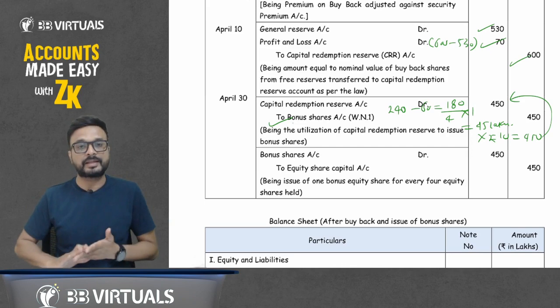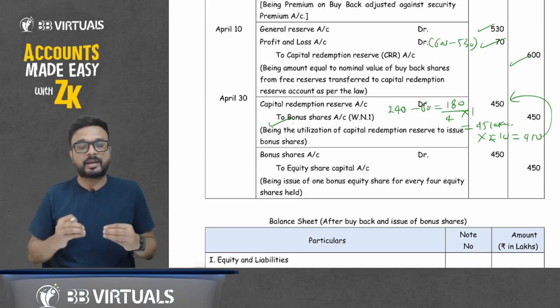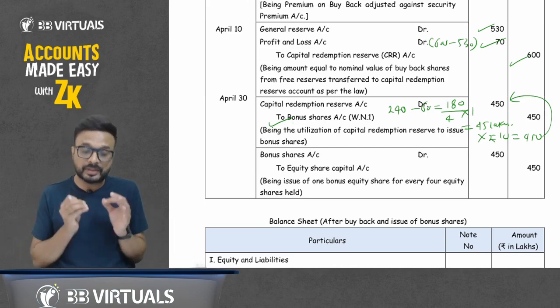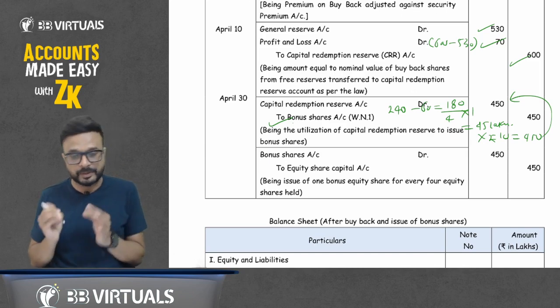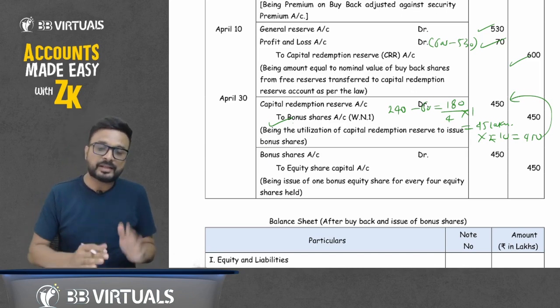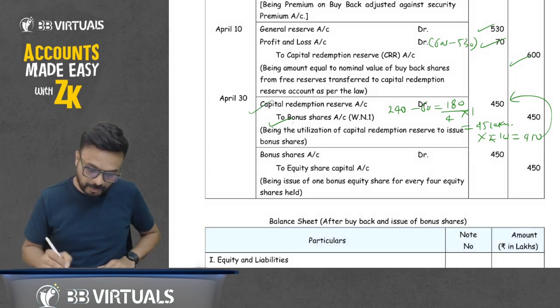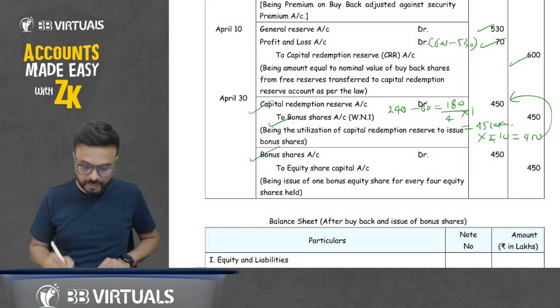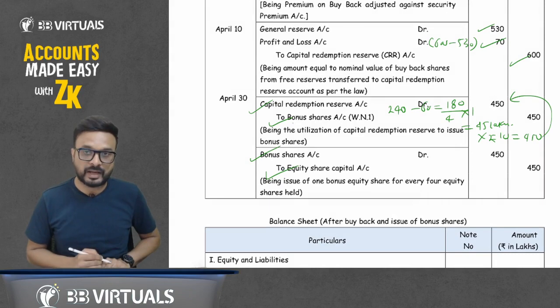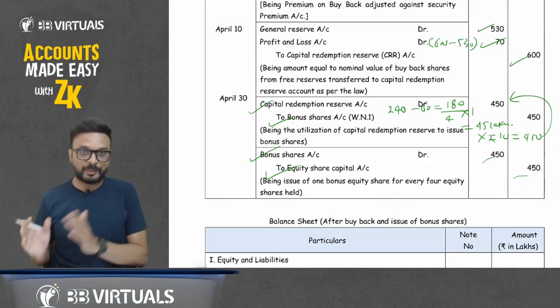You can also utilize other free reserves, but CRR account is the most restricted reserve, which can be utilized only and only for the purpose of bonus. So here we get the chance, we can utilize CRR. So CRR account debit to bonus to shareholder, then bonus to shareholder account debit to equity share capital account. Then now you have to prepare the balance sheet.